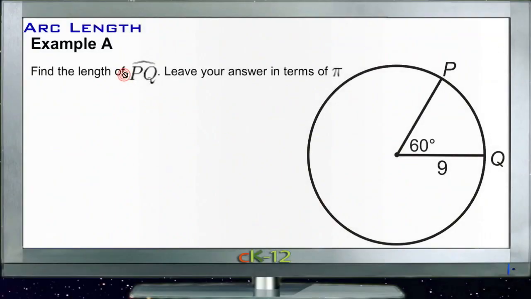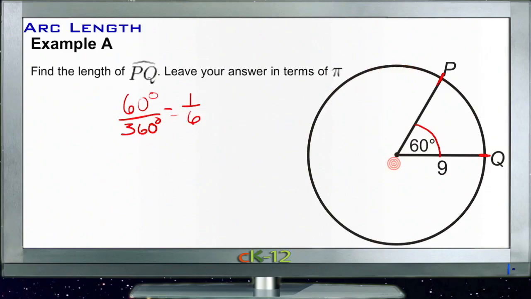All right, so example A asks us to find the length of arc PQ and then leave our answer in terms of pi. Now recall that our first goal here is to find out what portion of the entire circle our arc represents. So the arc that we're given here has a 60-degree measure, so we have 60 degrees out of the full 360, which is the same as the example I used. So this represents 1/6 of the total. So then we're going to have 1/6 of the entire circumference of the circle.